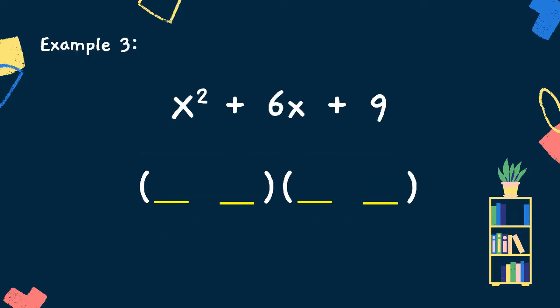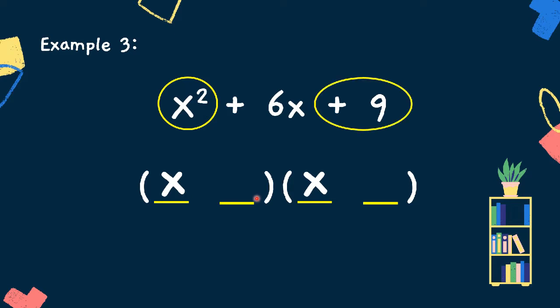So we have here example number 3, x squared plus 6x plus 9. Again, we still have a quadratic polynomial, where the degree is 2, or the highest exponent is 2. So we are looking for the two factors written in this format. Recall the first step: look at your first term. Our first term is x squared. Again, the only factors of x squared are x and x, because if you multiply the two, it will give you the product of x squared.